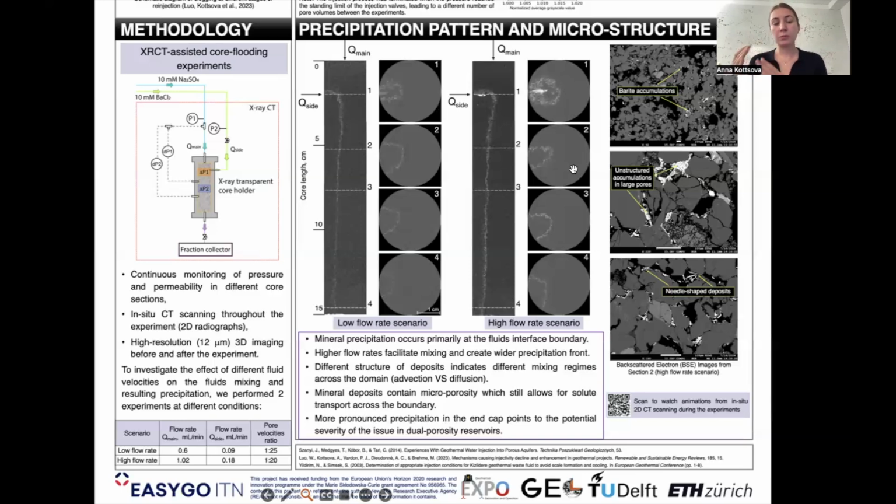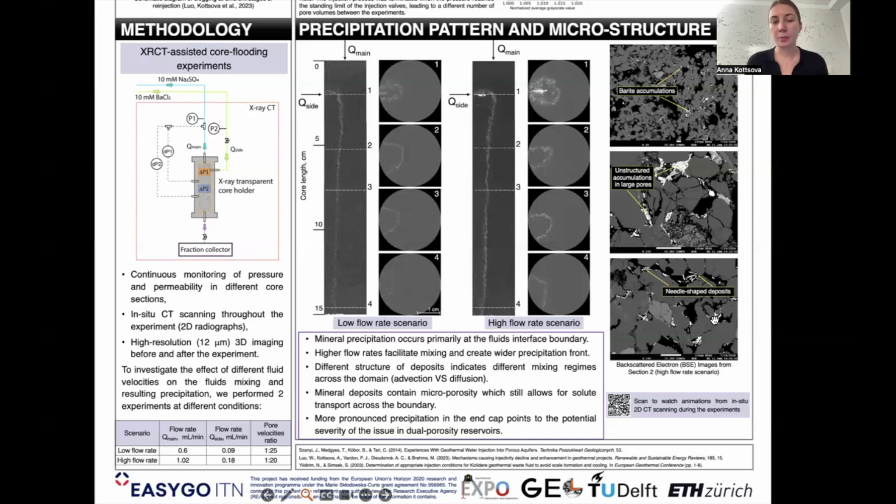Later, we took the whole core and we cut it into thin sections and analyzed it with SEM. So here I'm presenting the data only from one thin section from a high flow rate experiment. And what is interesting to us is that we identified two forms of deposits which can correspond to different regimes in the pore space. The first type are unstructured accumulations in large pores. So this type of deposit indicates significant mixing that was happening in the pore space. So these were the pores of high velocity, high mixing area, so high advection regime.